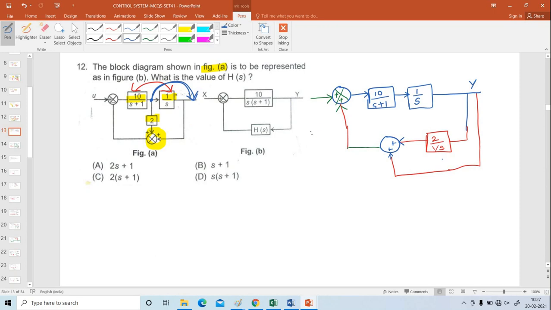So this is the new block diagram. 10 by S into S plus 1, into 1 by S. Both are connected in series. I will get 10 by S into S plus 1. Then move ahead of the block, so 2 divided by 1 by S. And here the gain is 1. So both are connected in parallel. Parallel means I have to add both, 2S plus 1. So option A is the correct answer.